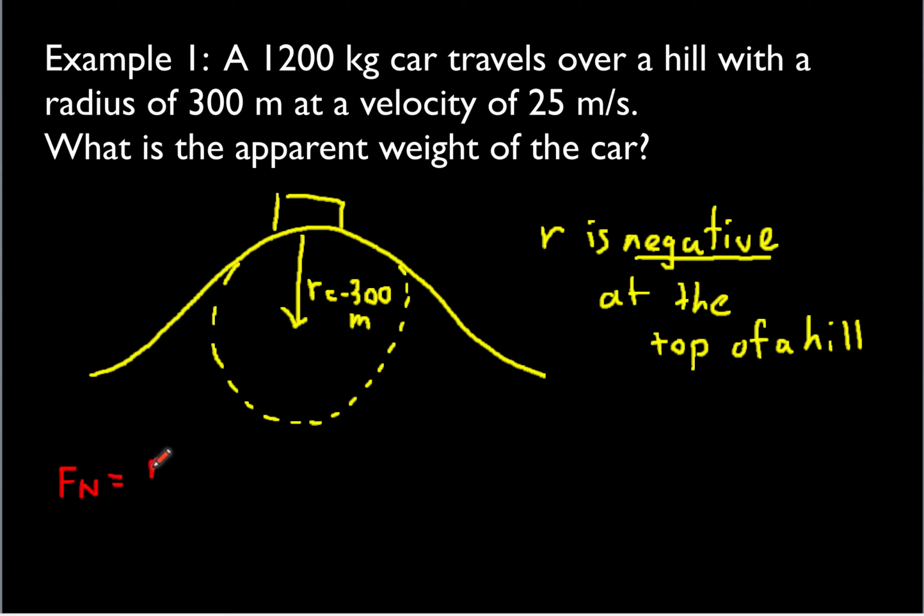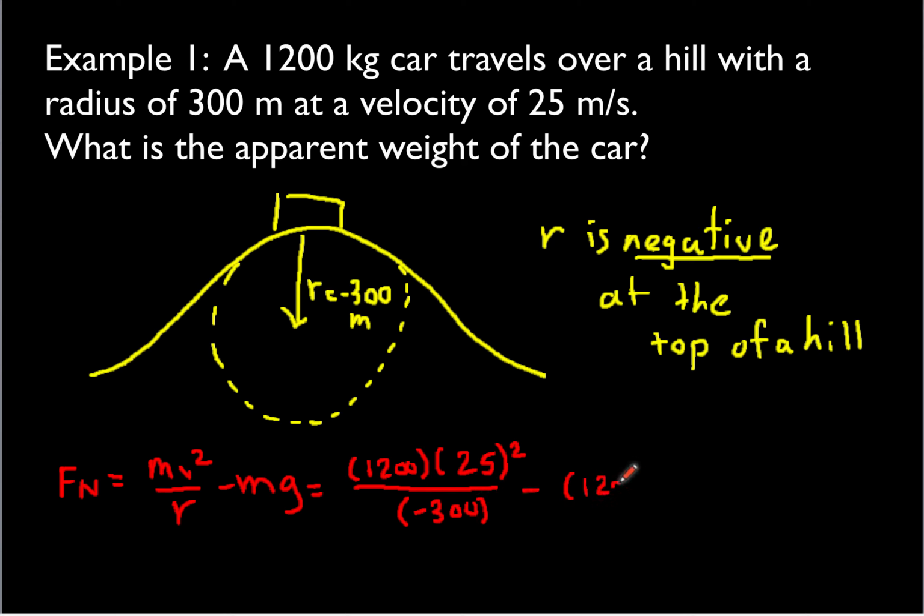We calculate the apparent weight using the formula we developed earlier in these notes. Fn equals mv squared over r minus mg, which is 1,200 times 25 squared divided by negative 300 minus mass times gravity, 1,200 times negative 9.81. This gives us an Fn equal to 9,272 newtons.